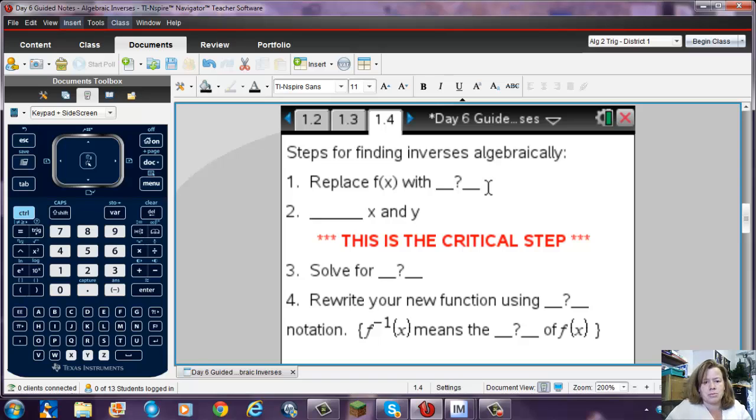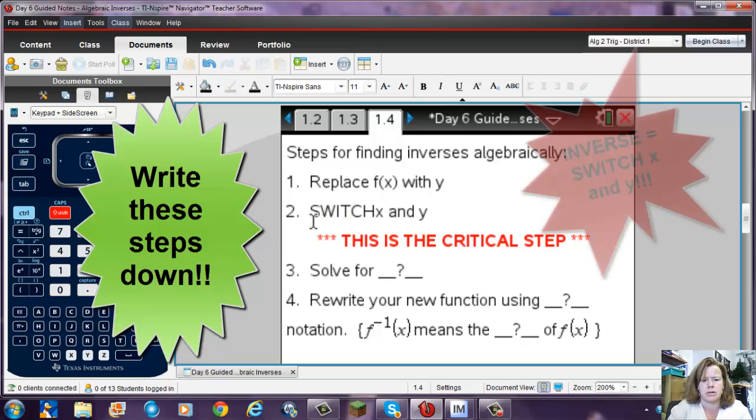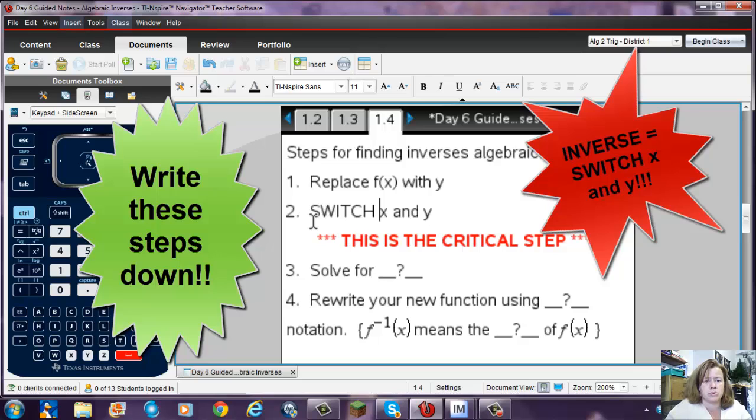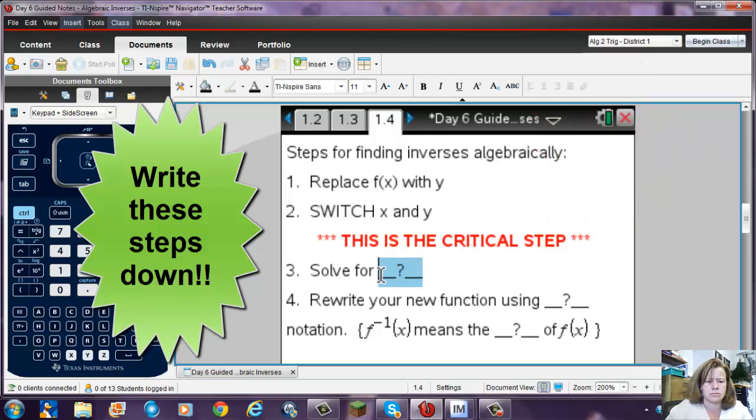So the first step for finding an inverse algebraically is, if you see f of x, replace it with y. Then you're going to switch x and y, and that is our critical step. We switch x and y. Anytime you hear the word inverse, you think switch x and y. Then you solve for y, and you rewrite your new function using inverse notation.